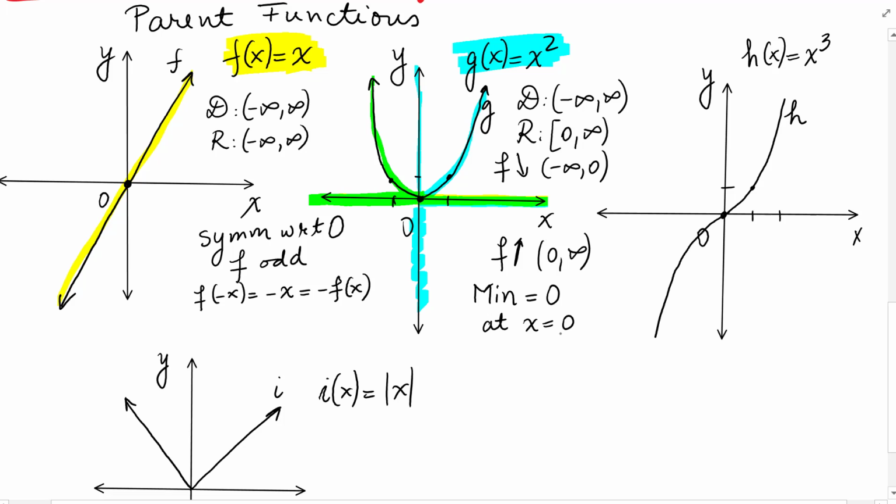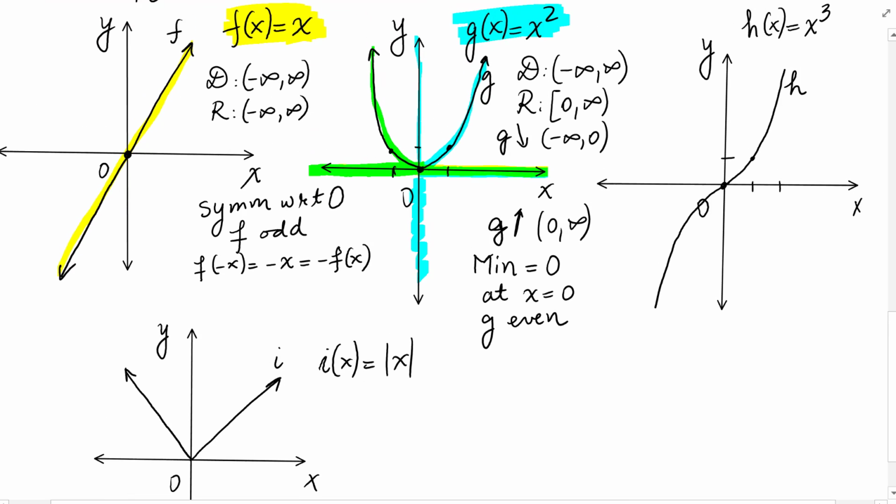Also, if we fold this over the y-axis, it matches. So g is, you see, I wrote f, it should be g. g is even. And we can also do that mathematically. If I calculate g of -x, I get (-x) to the second, which is x to the second, which equals g of x. So we proved analytically that it's even as well.